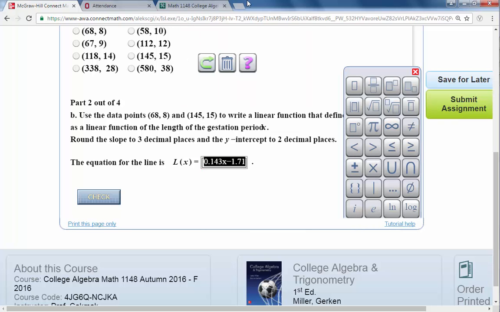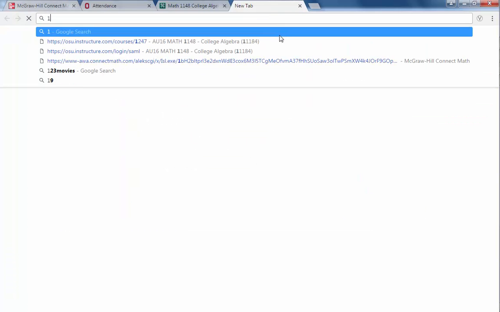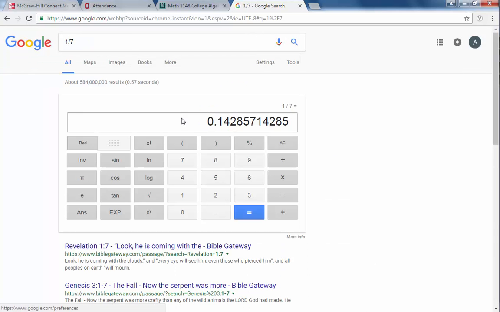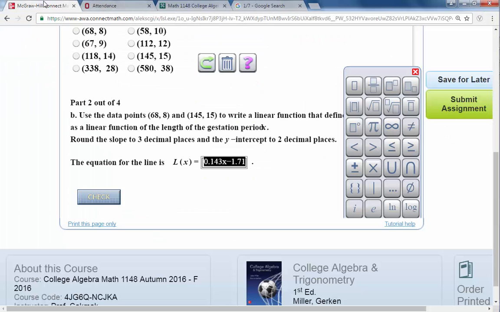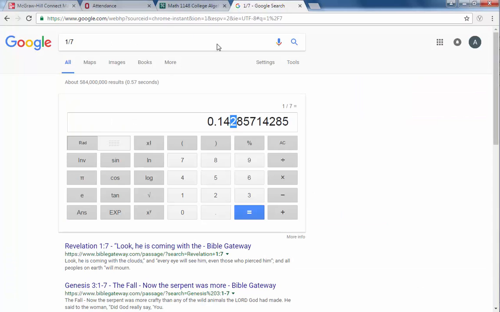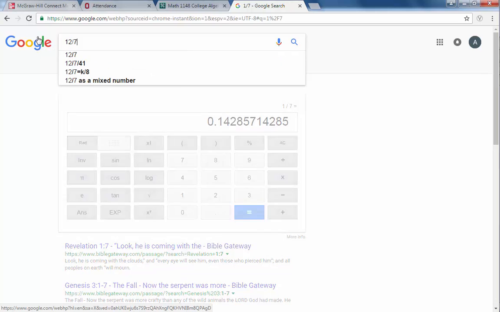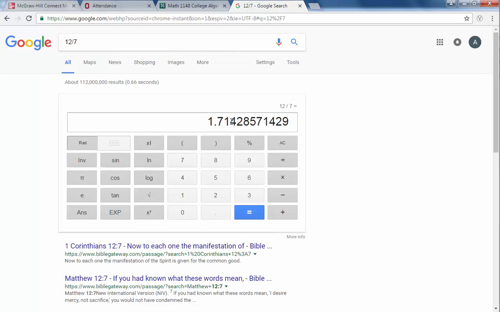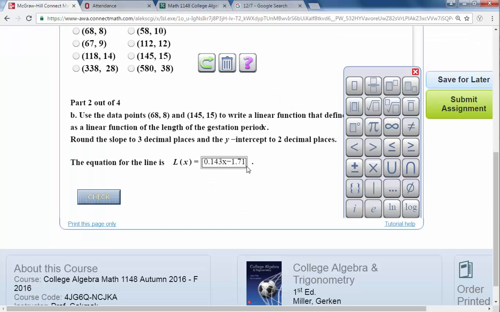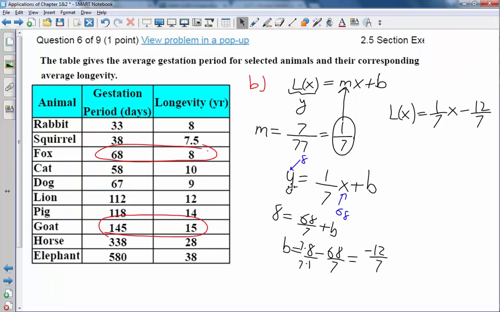Did you round off? Round the slope to 3 decimal places. All right, let's see. 3 decimal places is 143. So that part is right. 12/7. How many decimal places was it? 2. 171 then. All right, seems right. Then we have a mistake in the calculations.